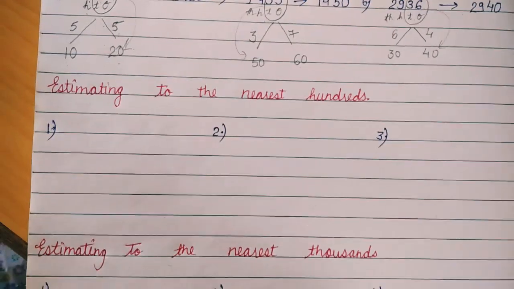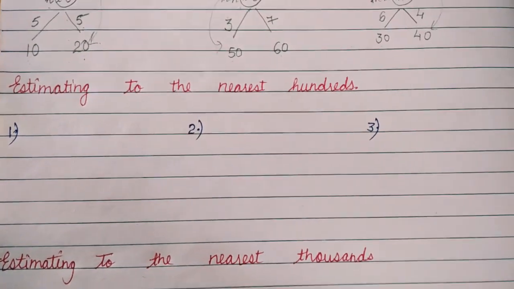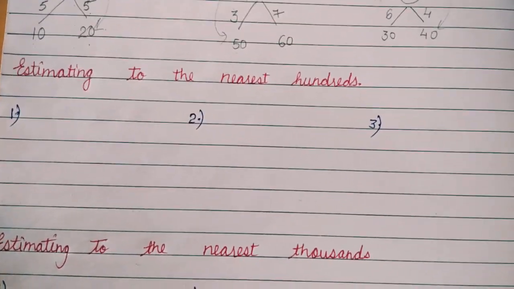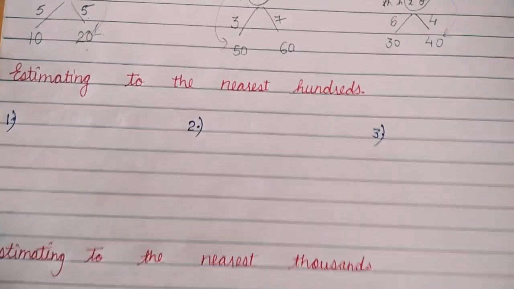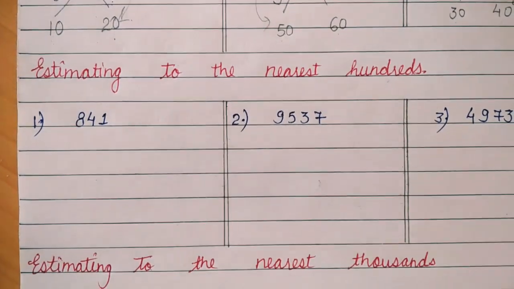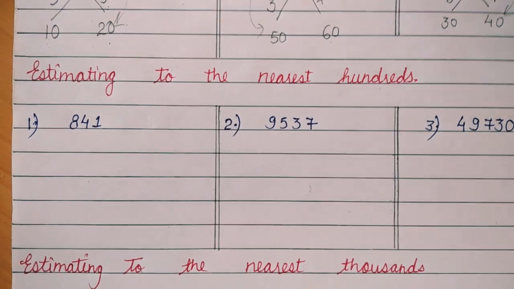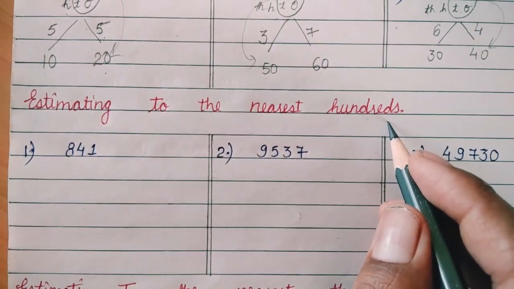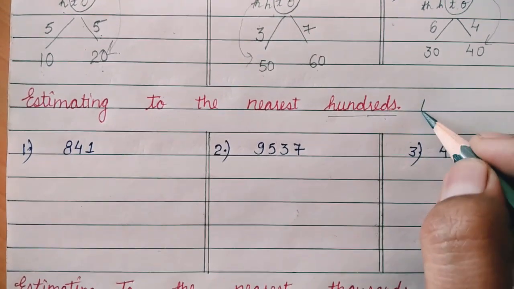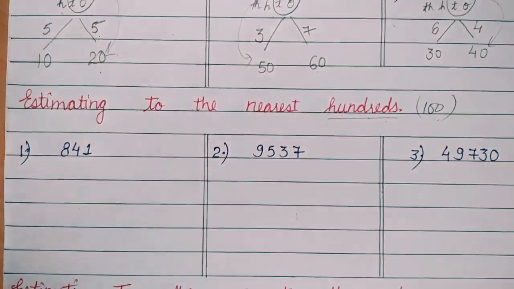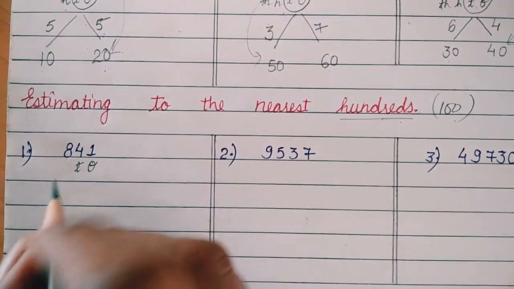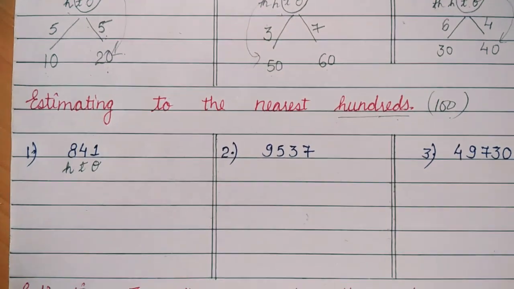Now the new topic is estimating to the nearest 100. This time we estimated till tens. Now we will estimate to the nearest hundreds. For that we will take 3 examples. We have to do the estimation to the nearest 100, so we have to see only till the 100 place. Okay, so here we have ones, then tens, then hundreds place.